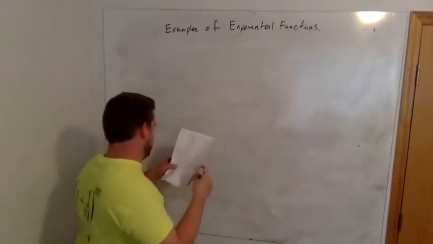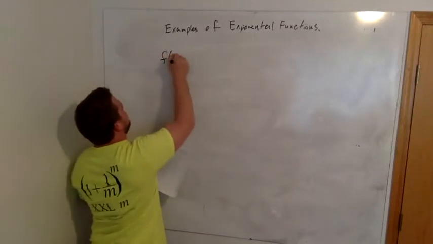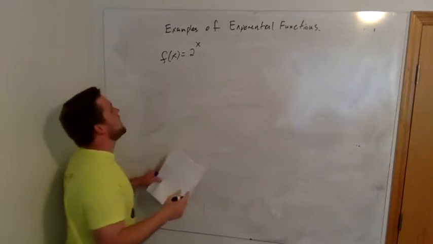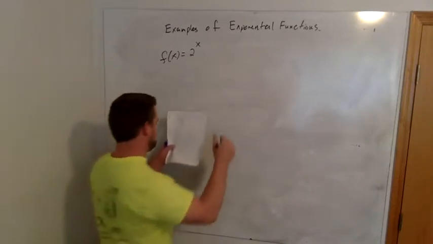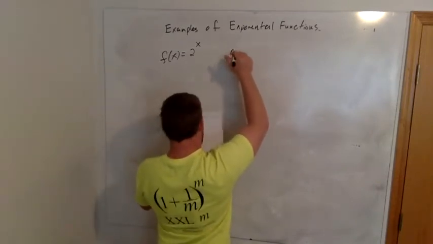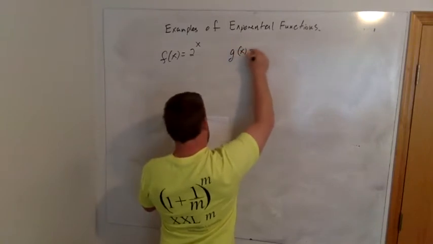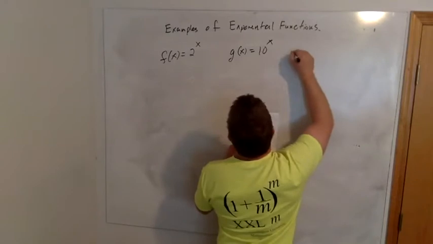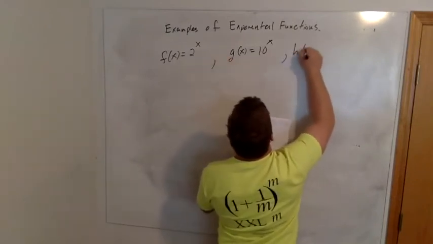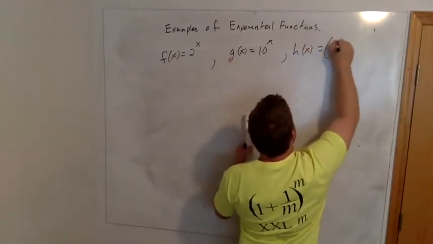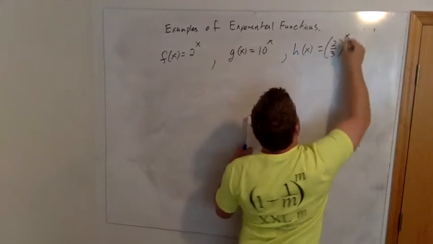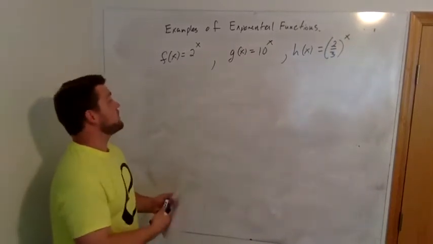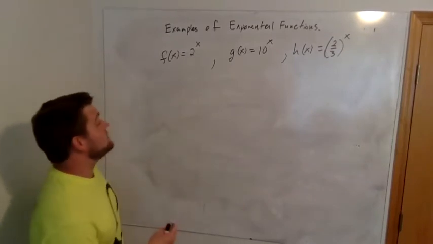Examples of exponential functions. So we could have f of x equal to 2 to the x. We used t for time, but we could have f of x be 2 to the x. We could have another function that we call g of x, and maybe it's 10 to the x. And let's say we have another one, h of x, and let's say this is 2/3 to the power of x. Okay, so these are all examples of exponential functions, and we have names we give to certain pieces.